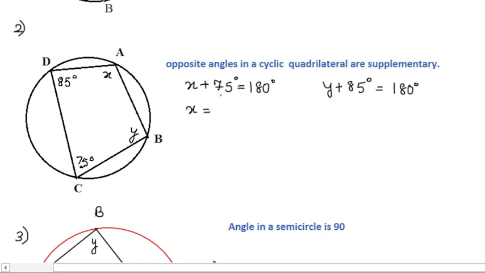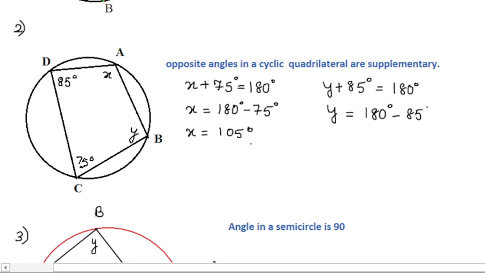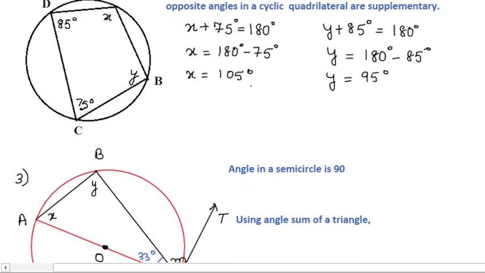To find x, I transpose 75 to that side. It is 180 minus 75 degrees. X is 85 degrees. Sorry, 105 degrees. My bad. 105 degrees. Now next is to find y. We again transpose 85 to that side and we get 180 minus 85 is y, and when I subtract these two I get 95 degrees as the answer. So this is how we use the cyclic quadrilateral property.